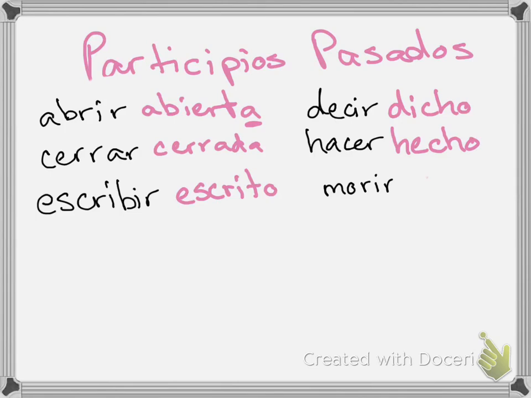Another common one is morir. Morir, which becomes muerto. Right? Morir, to die. Muerto, dead. Mi amigo ha muerto. My friend has died. Mi amigo ha muerto. O el abuelo está muerto. The grandfather is dead. I would never say, though, el abuelo muerto, like to say the grandfather died.